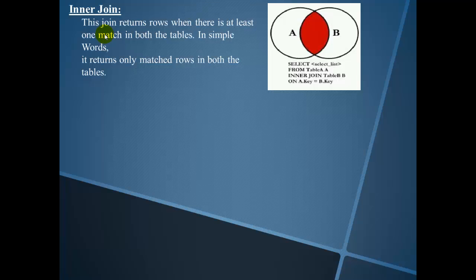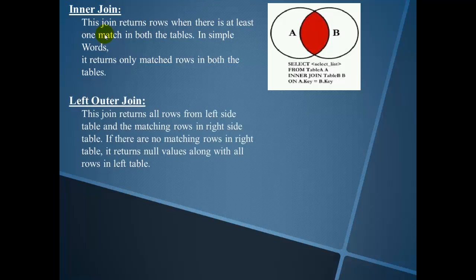You can see the select statement here. Select column names from table A inner join table B on A dot key equals B dot key. This A dot key is a column which is common between the two tables, that you give in that syntax. So the inner join is the join which returns the common data between the tables. That is inner join.